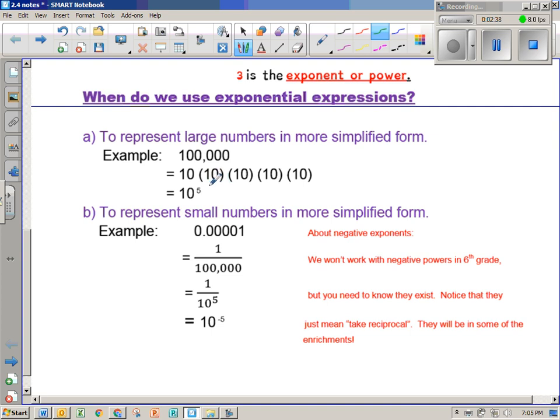If we had, say, the number 100, that would be 10 to the 2nd power. 1,000 would be 10 to the 3rd power. The number of zeros tells you the exponent.